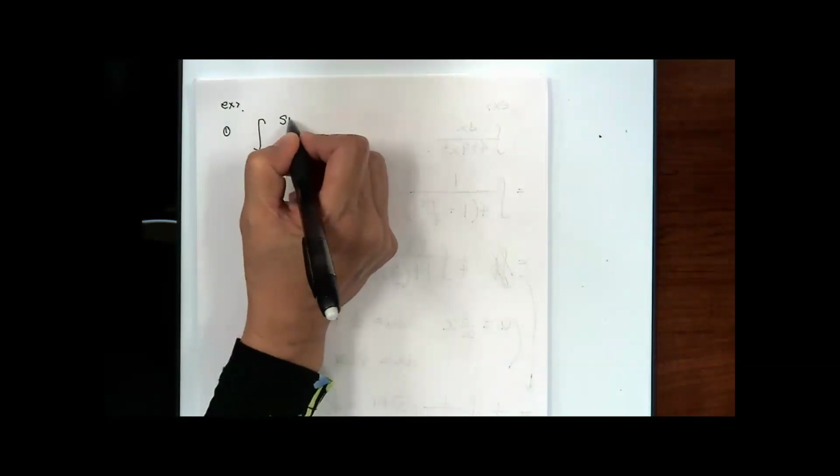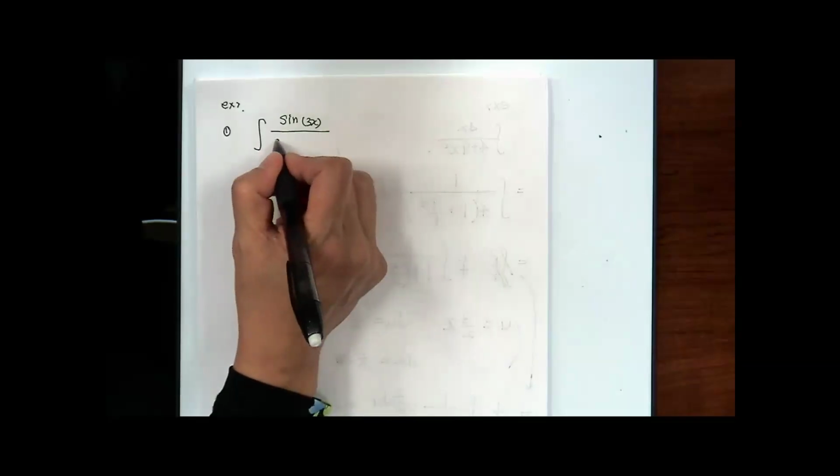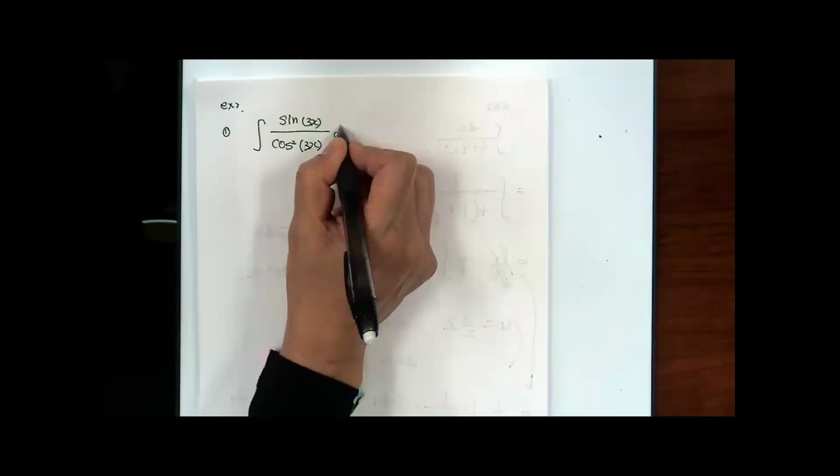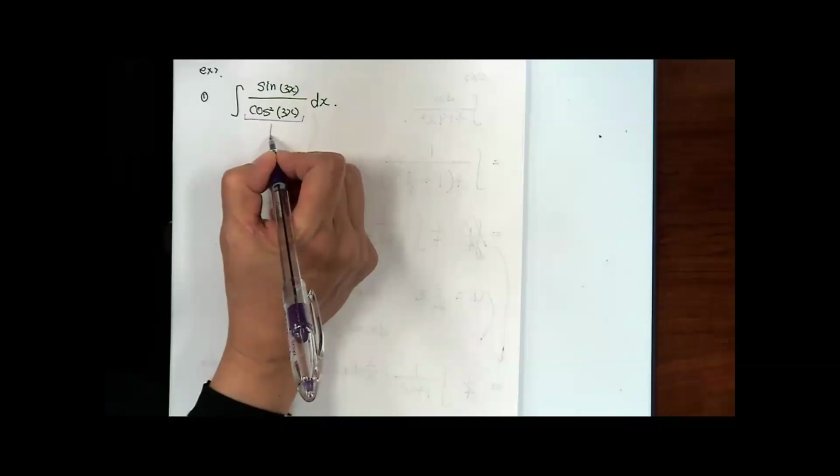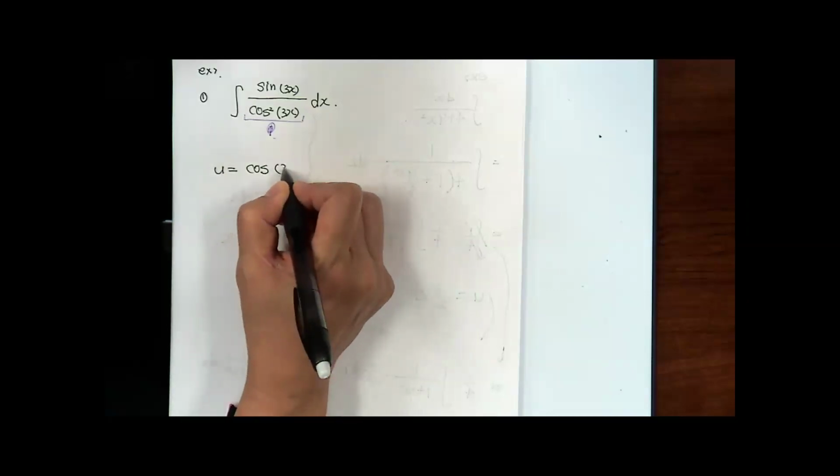Let's do integration sine of 3x over cosine squared of 3x dx. Fraction is involved. If you look at this, then cosine is raised to the power, and numerator is just a sine without any power. So the way we see this function will be cosine 3x squared. So I will put u equals cosine of 3x.